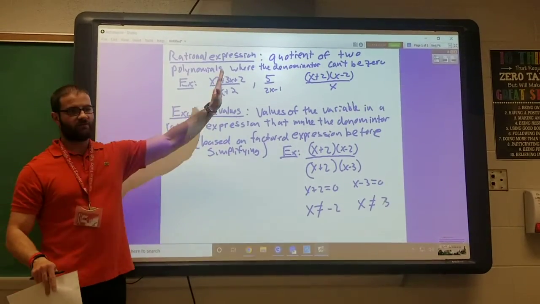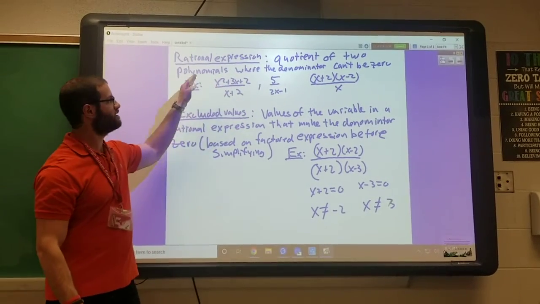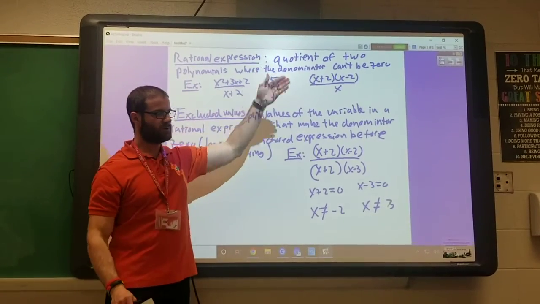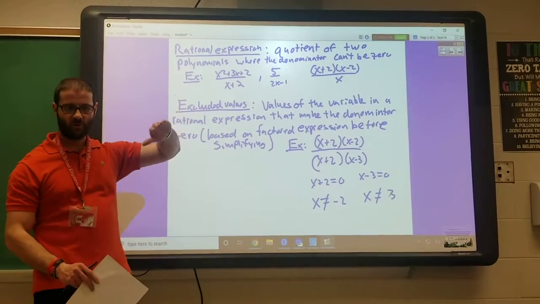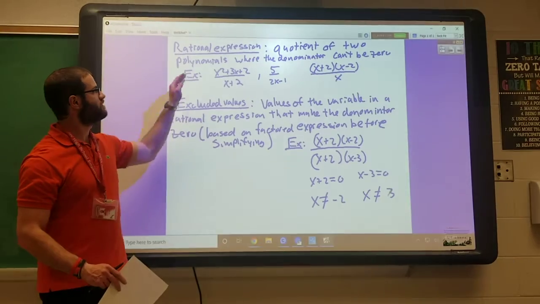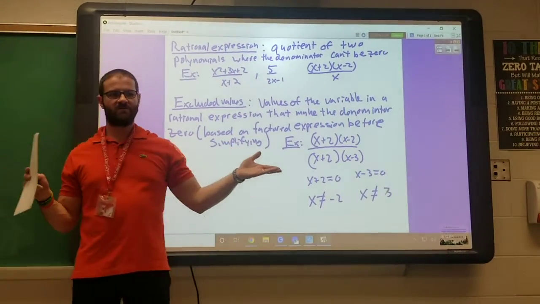So what is a rational expression? It's the quotient of two polynomials. So quotient, basically we're looking at a fraction, right? A numerator and a denominator. Quotient means division, of two polynomials where the denominator can't be zero. We can never divide by zero.